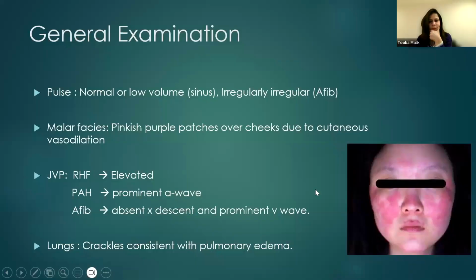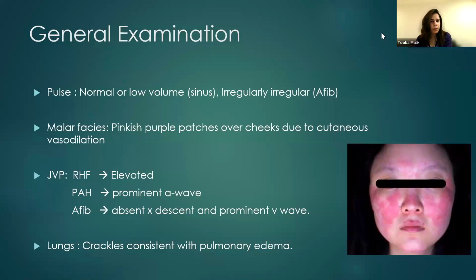General examination. So, for instance, if you're in the exam situation, you can do your examination. You don't jump onto the precordial examination straight away. You do look at the facies, the hands, the blood pressure, pulse, etc. So, just from the end of the bed, have a look at malar facies. They can present with lupus erythematosus, but you can have it with MS as well, purple pinkish patches on your cheeks. And it happens because of cutaneous vasodilation.